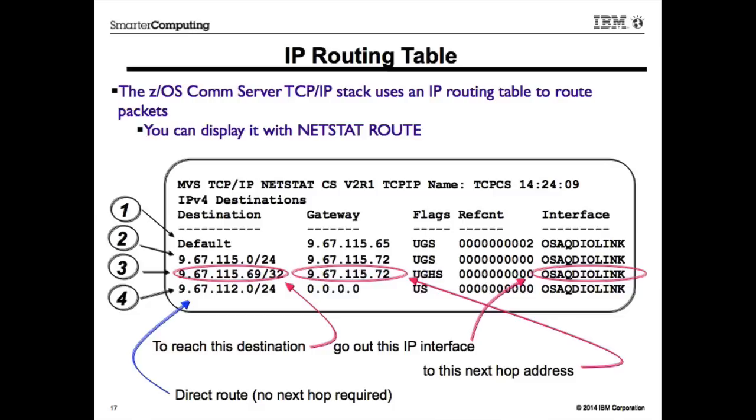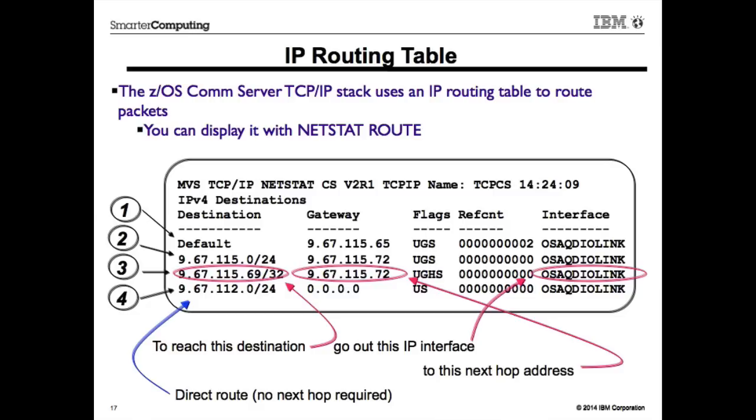Now you can also see at the top there's a default route possible, which basically says if the destination is not in the routing table, then use this gateway. And then there's a direct route, which is route number 4, which has no forwarding address because that means that the destination is directly on the same LAN that we're attached to. So the number 4 says forwarded out OSA QDIO link, and 9.67.112.0 is directly attached. Since it's a subnet route, that most likely means that 9.67.112.0 is the subnet of OSA QDIO link.